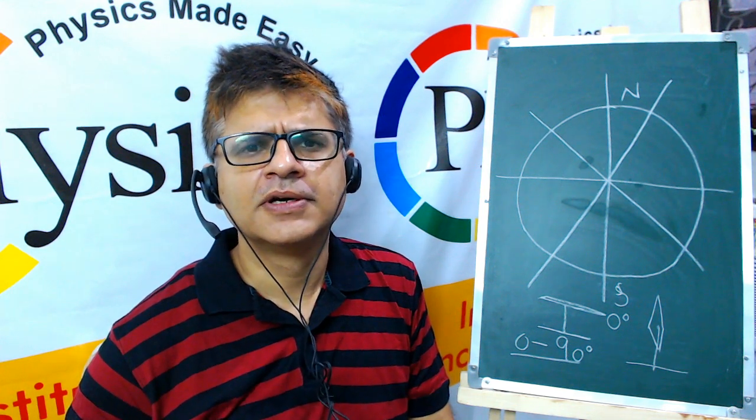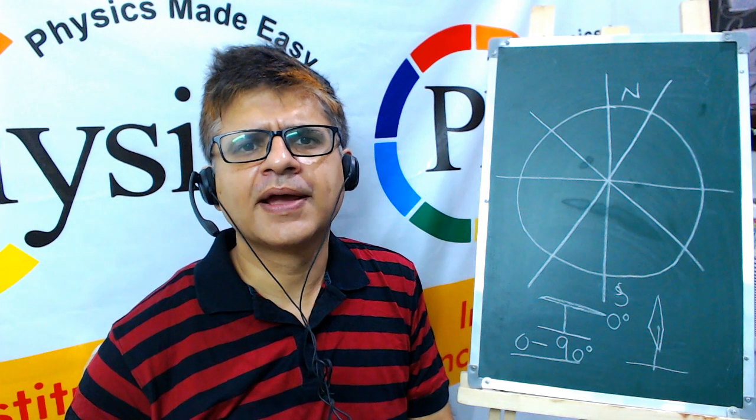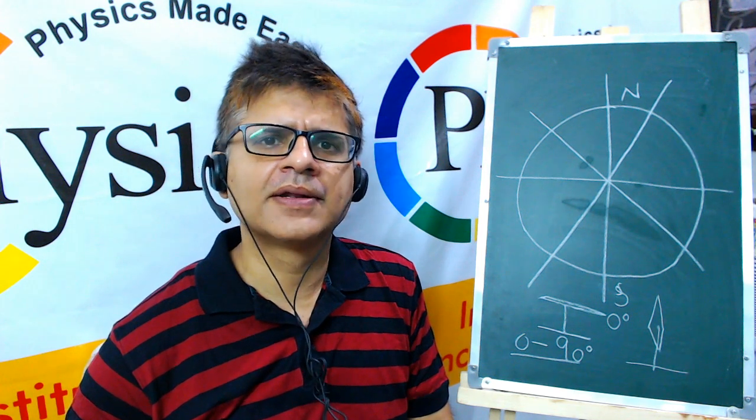So I hope this helps you. This is a one marker conceptual question that you can expect: what is the angle of dip at the equator and at the poles.